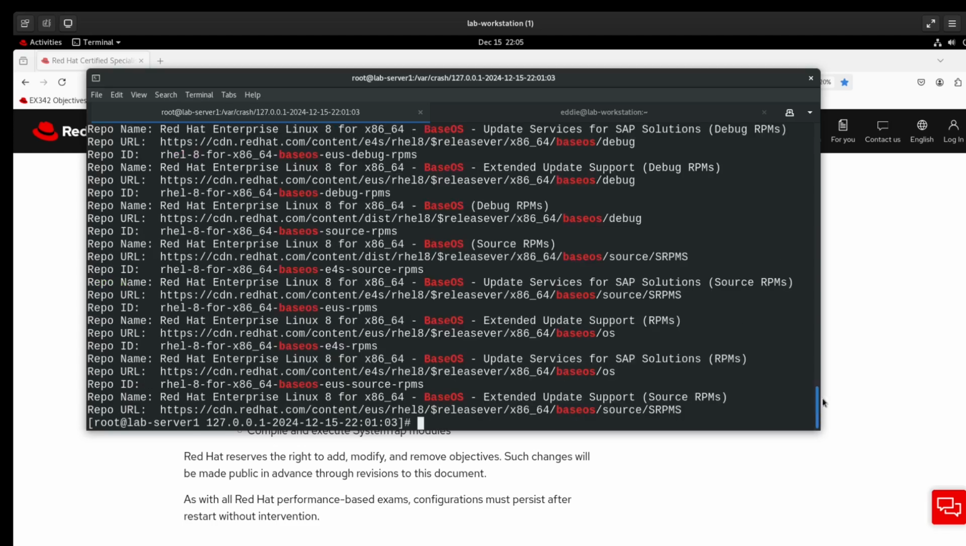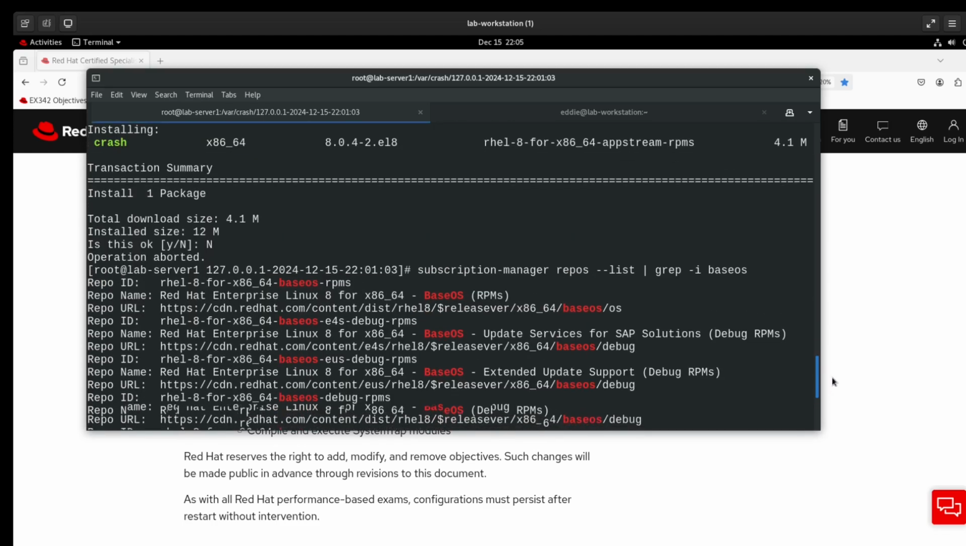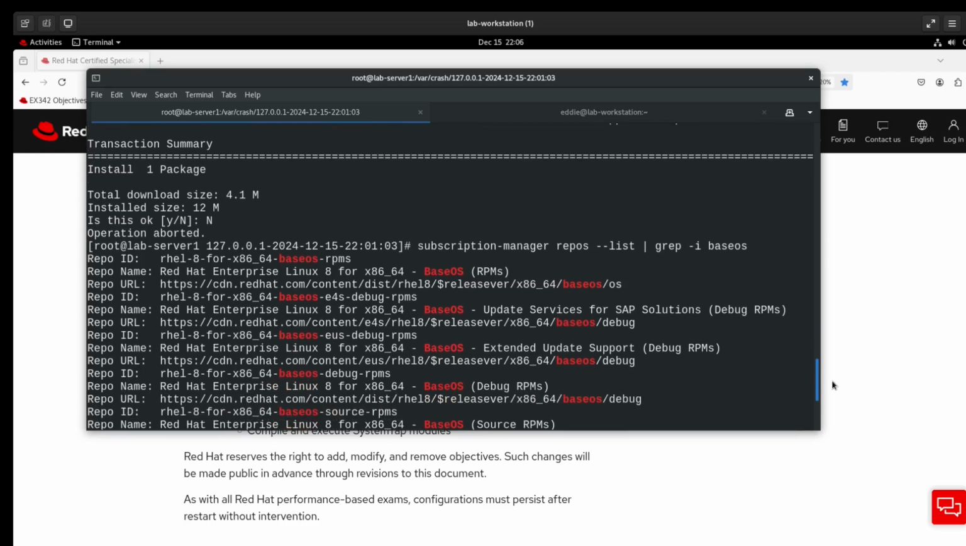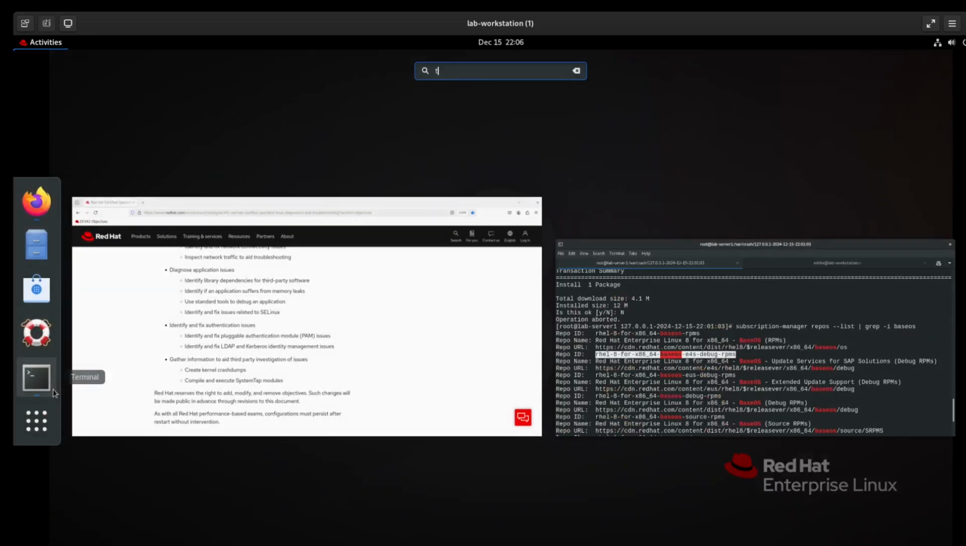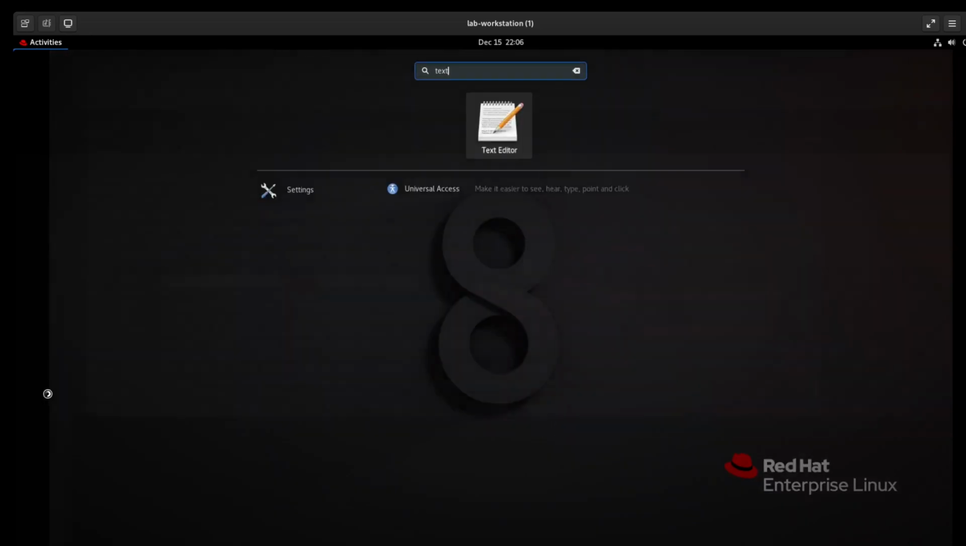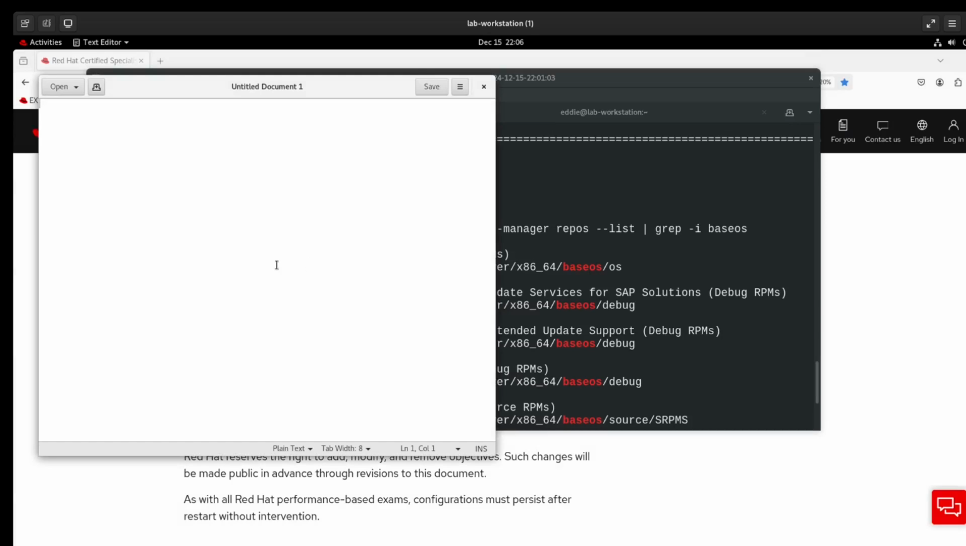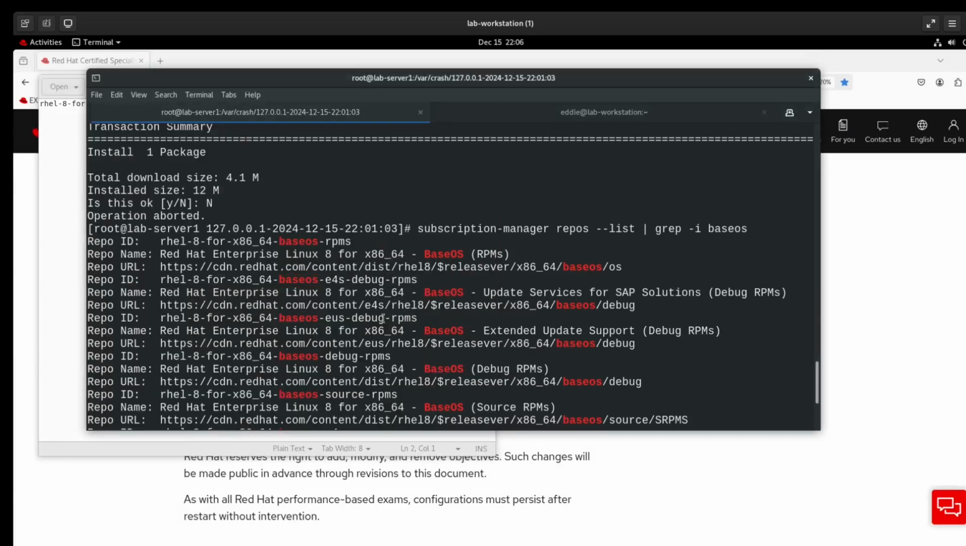What I'm looking for are the debug RPMs and the source RPMs. Because I'm going to enable those repositories. So I think there's some stuff I'm going to need to get from them. I may be wrong though, but let's see. We want just the base OS. Oh, that was the wrong one.